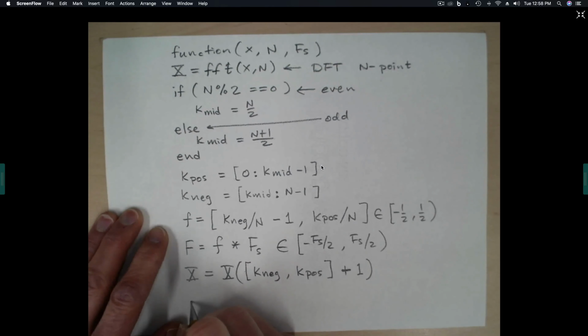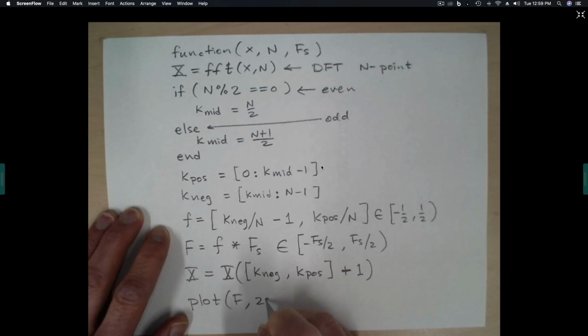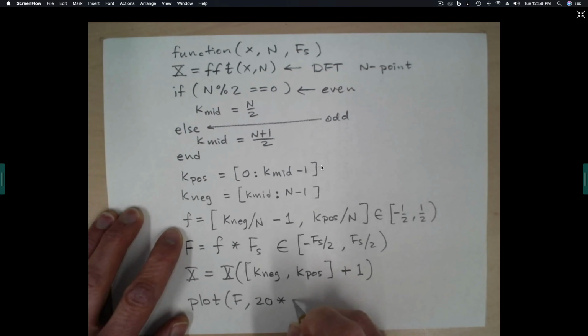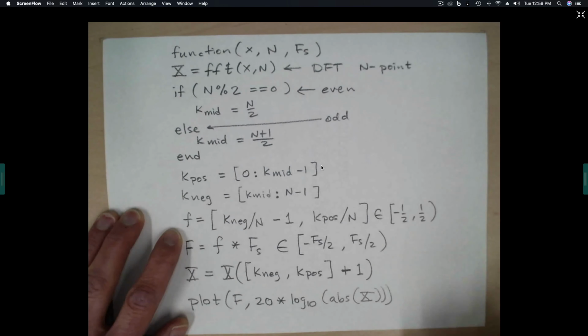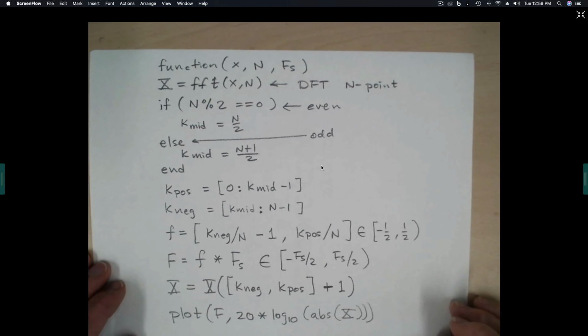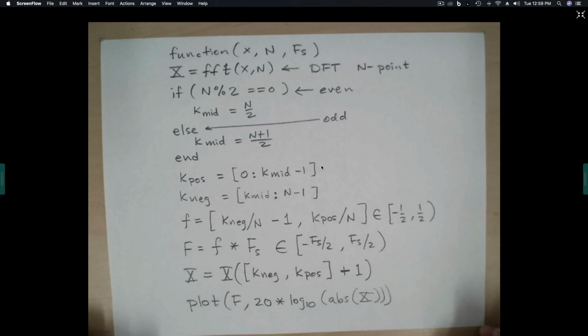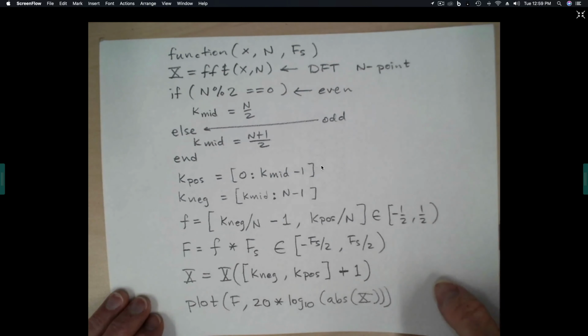Now the last step is just to make a plot of capital F, and maybe do a plot in dB, so 20 times log base 10 of the absolute value of our x vector, our transform. And so that's pretty much an outline of what this function needs to look like. So let's jump into MATLAB and try this out.